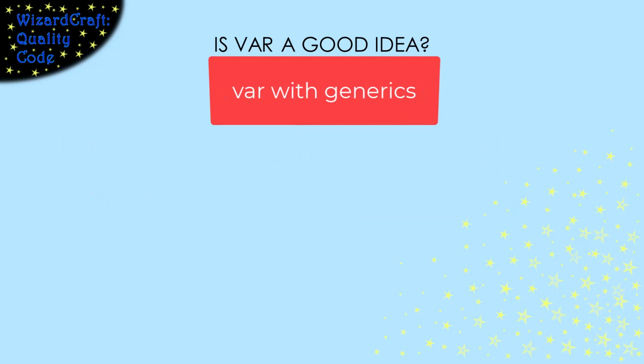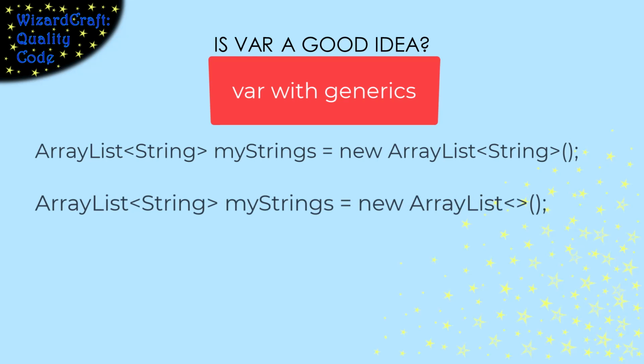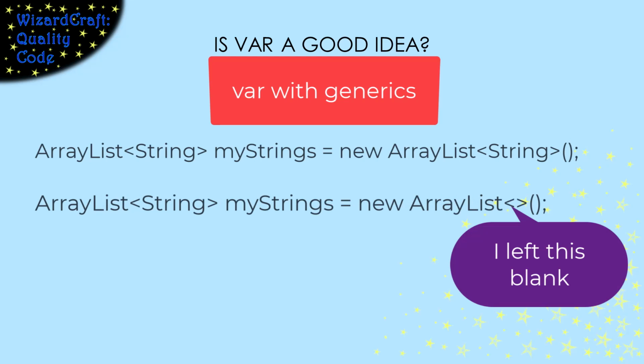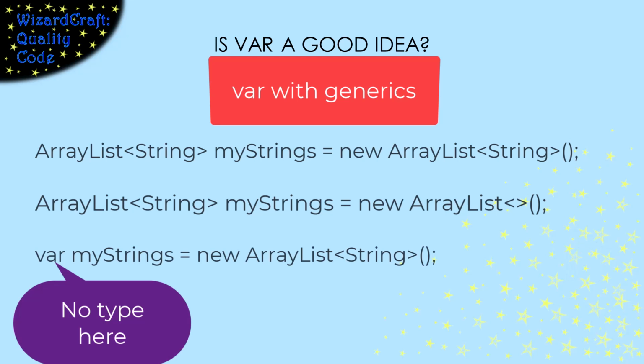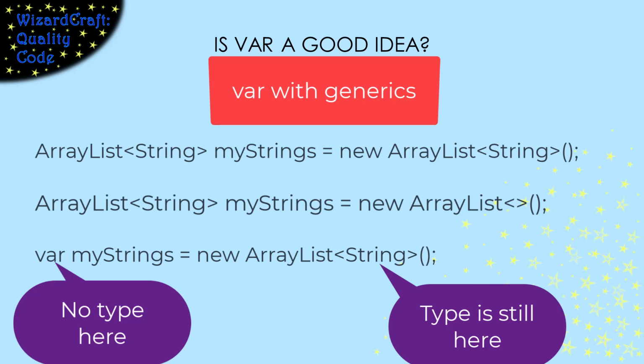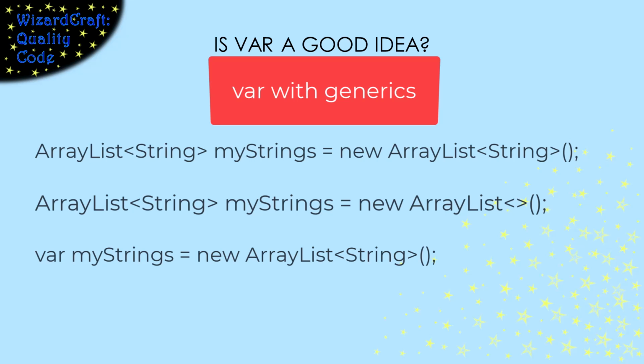I also have one warning about using var in place of a generic type. Consider this declaration. We want myStrings to contain a list of string objects. If I use the full type and leave the generic unspecified in the initializer, everything is okay. The compiler will infer the type of the generic from the type of the variable. If I use var and I leave the generic specified in the initializer, everything is still okay. The compiler will infer the type from the initializer.